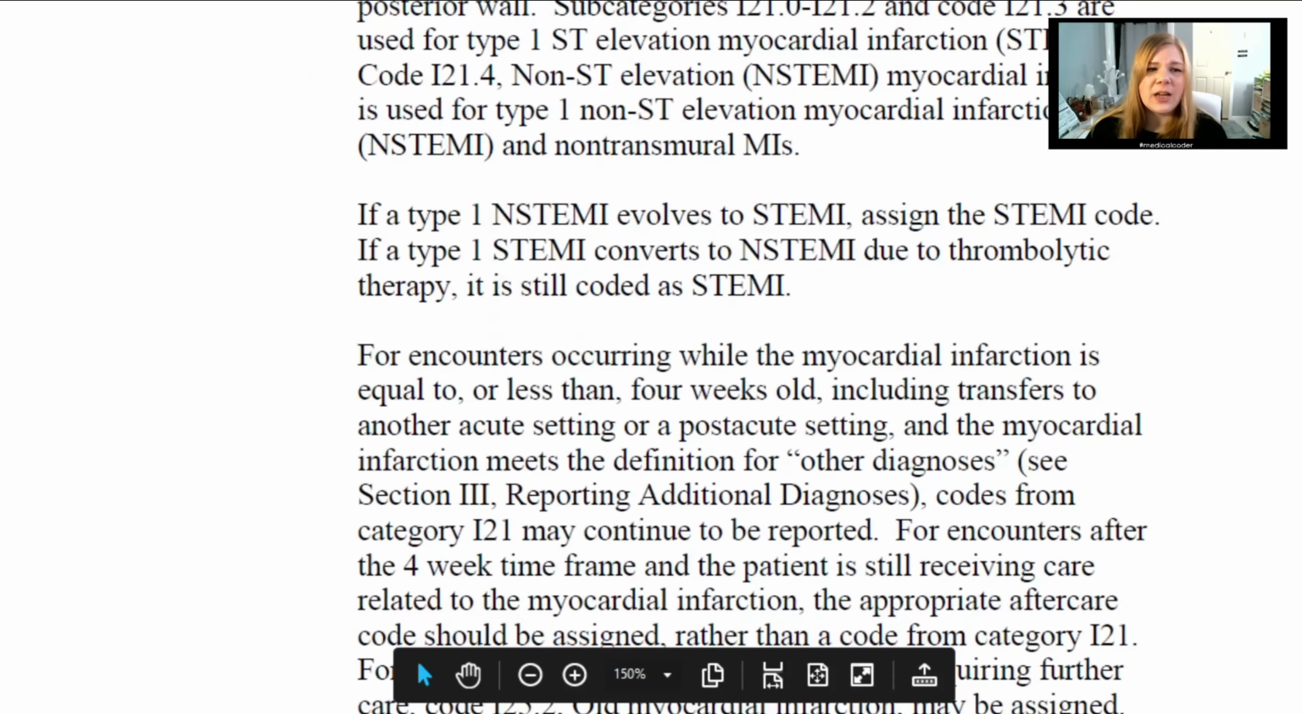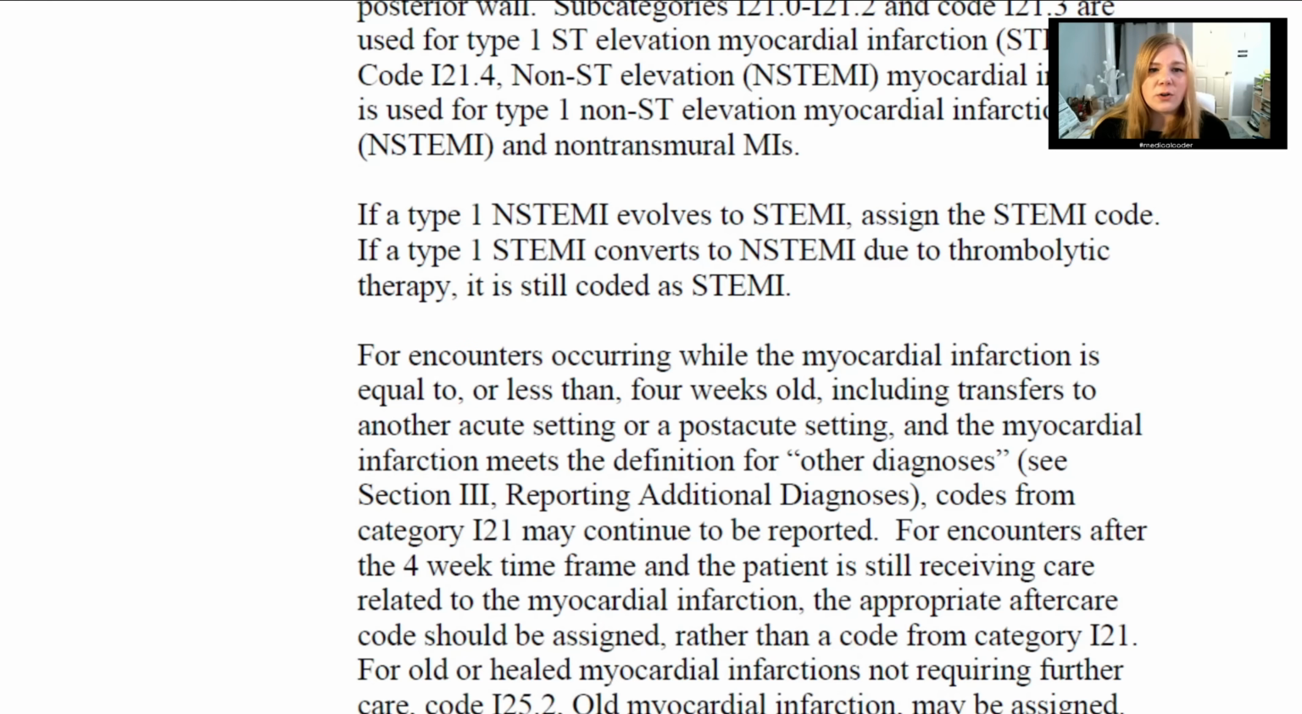Acute myocardial infarction: type 1 ST elevation myocardial infarction, or a STEMI, and non-ST elevation myocardial infarction, which is an NSTEMI. The ICD-10-CM codes for type 1 acute myocardial infarction identify the sites, such as anterior lateral wall or true posterior wall. Subcategories I21.0 through I21.2 and code I21.3 are used for type 1 ST elevation myocardial infarctions. Code I21.4 is for the non-STEMI myocardial infarctions and is used for type 1 and transmural MIs.